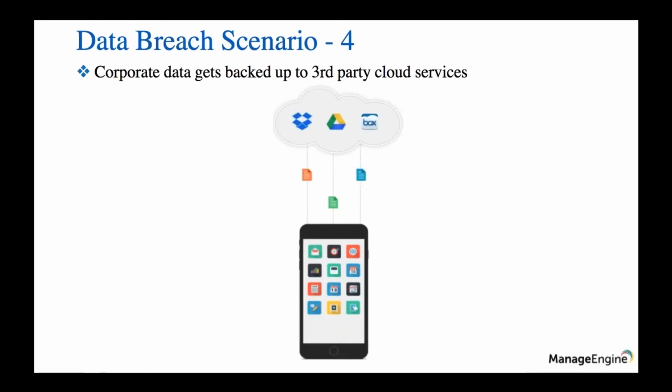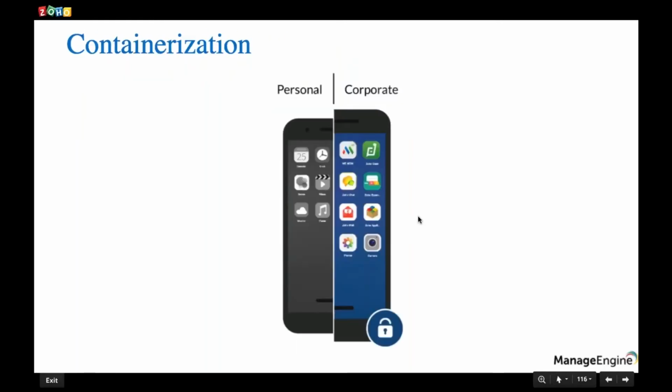Another situation of data breach is when corporate data gets backed up on third-party cloud services. Our corporate data is confidential and cannot be made use of by a third person, and that is why it is generally restricted that this data remain on the device and not on any of the cloud services. So to take care of all these three data breach scenarios, we will be making use of the containerization feature.